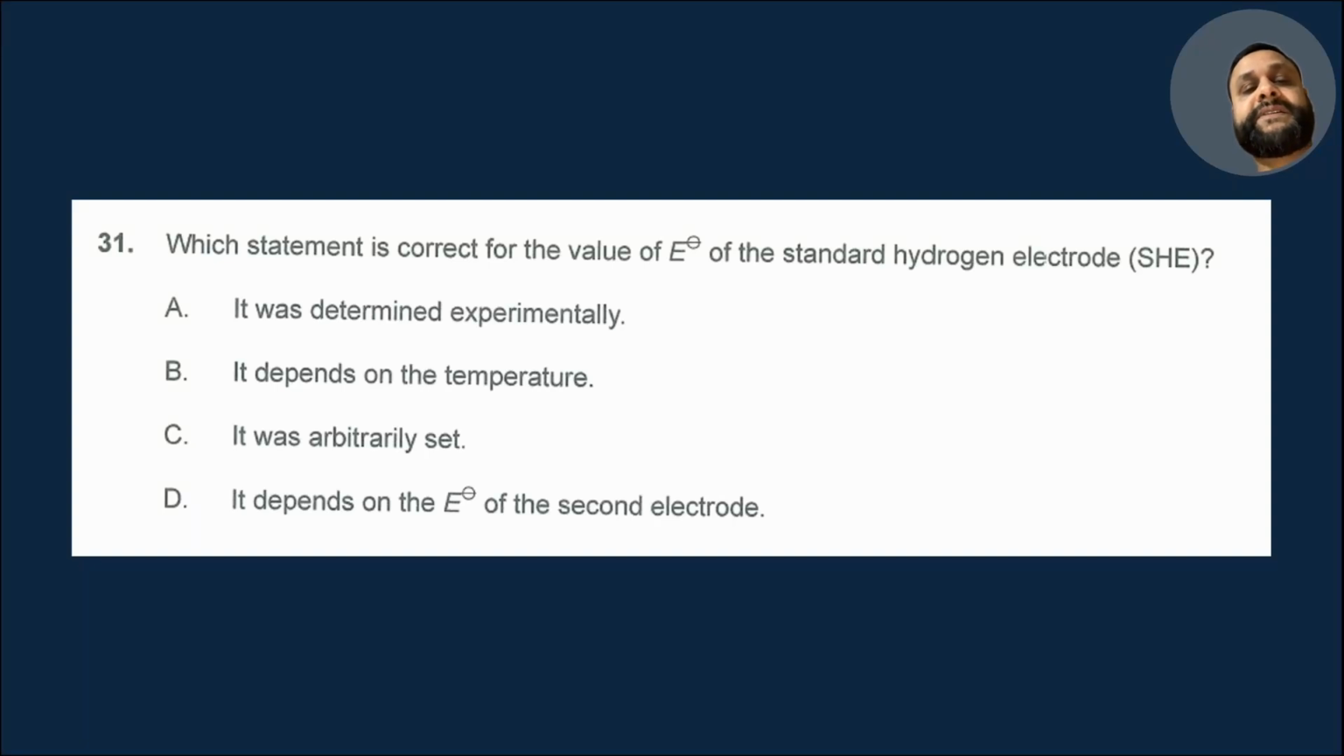Question 31. Which statement is correct for the value of E of standard hydrogen electrode? So at 100 kilopascal pressure and 298 Kelvin, we assume the E value for hydrogen electrode is 0. So it is used as a reference. It was determined experimentally, no. It depends on the temperature, no, because it's just used as a reference. And option C, it was arbitrarily set. So yes, C is the correct answer.